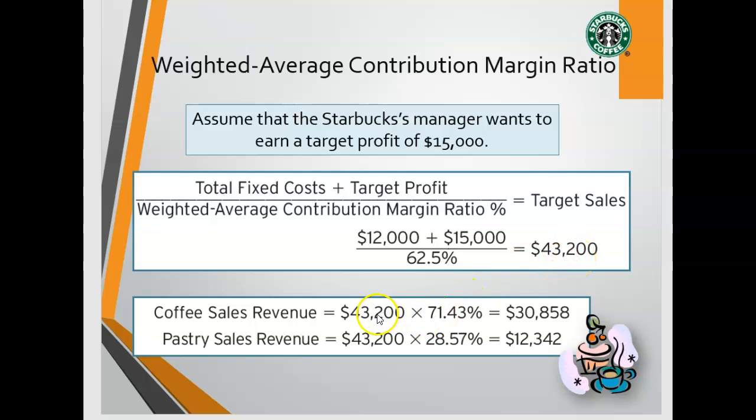I can break that down into the coffee sales, 71.43% if we carry it out one more decimal point. So I need to sell $30,858 of coffee and $12,342 of pastries. Now, obviously, we have used the simplifying piece where we're expecting these ratios to be constant, but it's a good place to start for us in this.